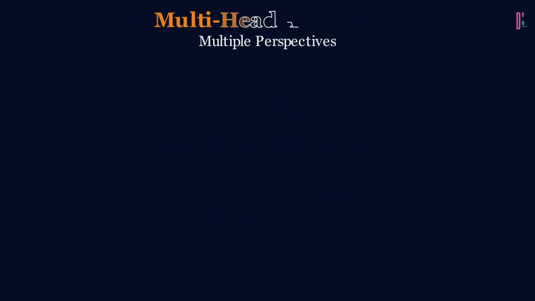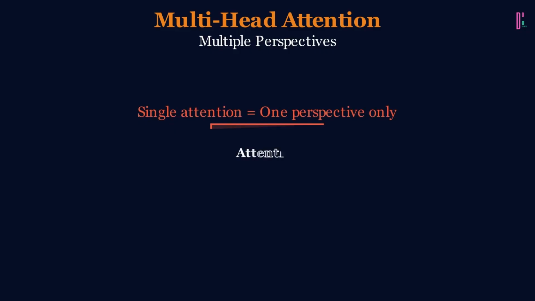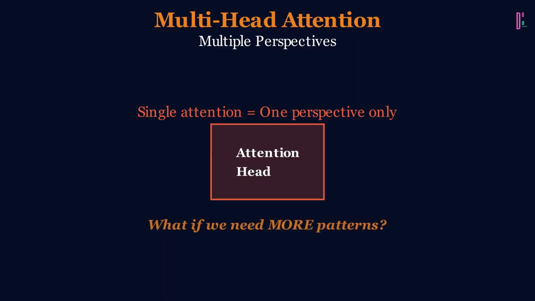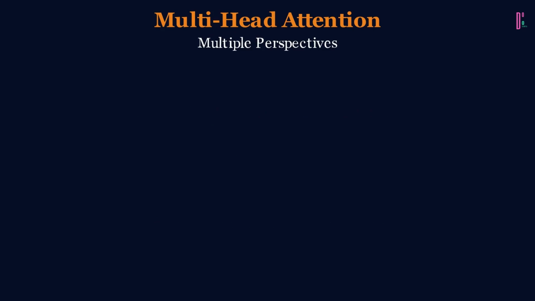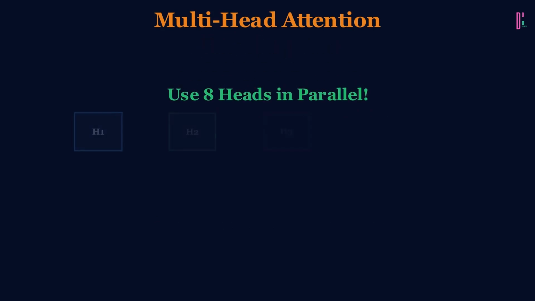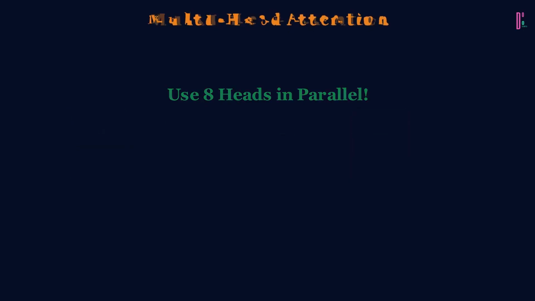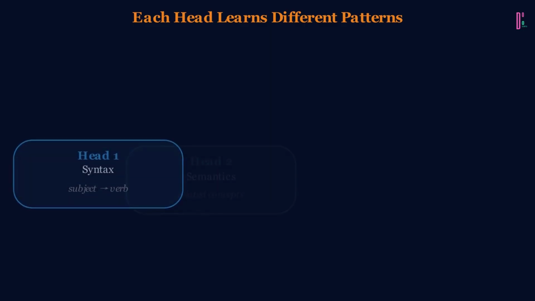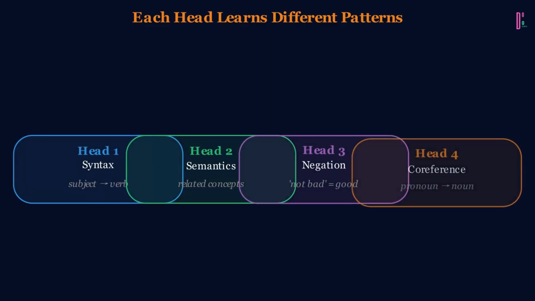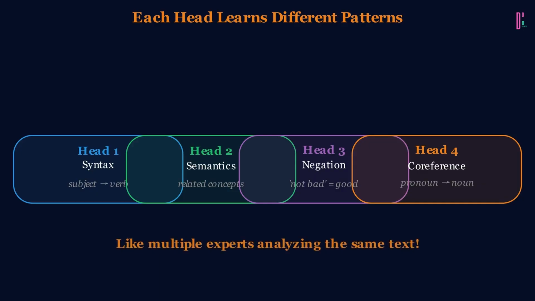Self-attention is powerful, but it only captures one type of relationship. What if we need multiple perspectives? Enter multi-head attention. Instead of one attention mechanism, use 8 in parallel, each learning different patterns. Head 1 might focus on syntax, subject-verb relationships. Head 2 captures semantics, related concepts. Head 3 looks for negation. Not bad means good. Head 4 tracks coreference, pronouns to their reference. Each head has its own query, key, value matrices, different learned weights. They run simultaneously, then their outputs concatenate.